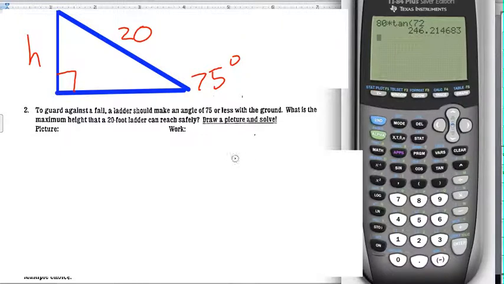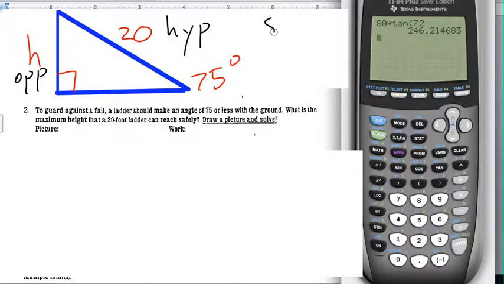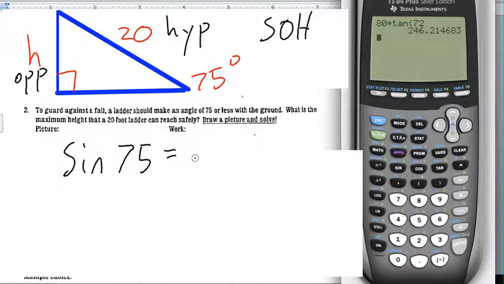So let's go through and let's label, let's figure out our work. This is the longest side of the triangle, so this is definitely hypotenuse. If 75 is here and we go across that triangle, we see that this is our opposite. And so since this is an opposite hypotenuse question, it's a SO, sine opposite hypotenuse. So let's come down here and do our work. Sine 75 equals h for height over 20. And once again, to solve this, we're going to multiply by 20.